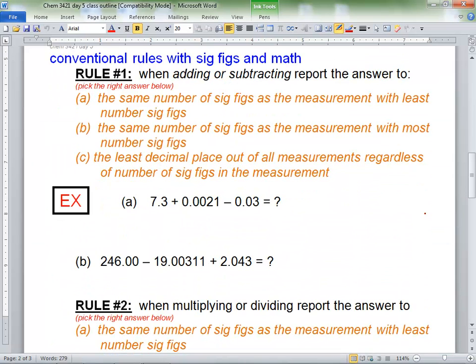So let's see if we can figure out this first answer here. Angelica, we are going to add or subtract some numbers, and each one has significant figures to it. How would you do it? You have three options there, A, B, and C.